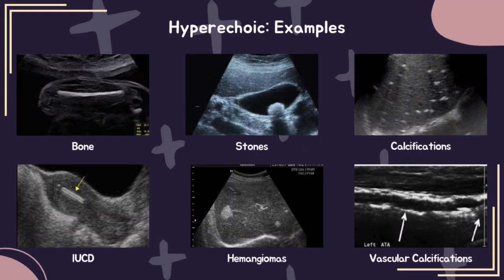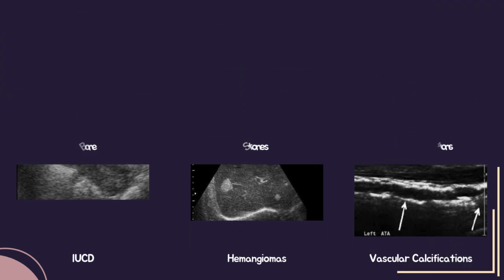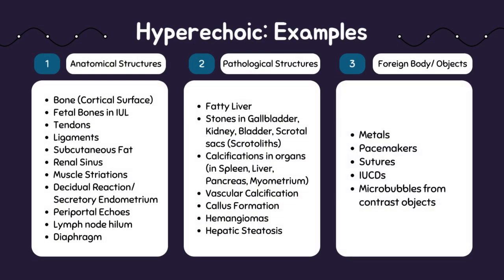Examples of objects or structures that will appear hyperechoic on an ultrasound image include bones, stones, calcifications, intrauterine contraceptive device, hemangiomas, and vascular calcifications. This is a more extensive list showing examples of hyperechoic structures on the ultrasound image, ranging from anatomical structures to pathological structures and foreign bodies.